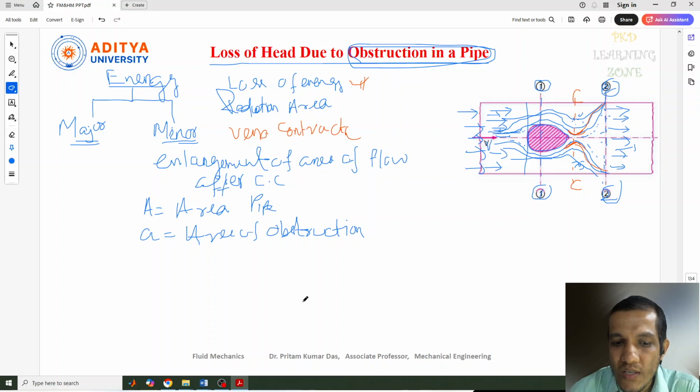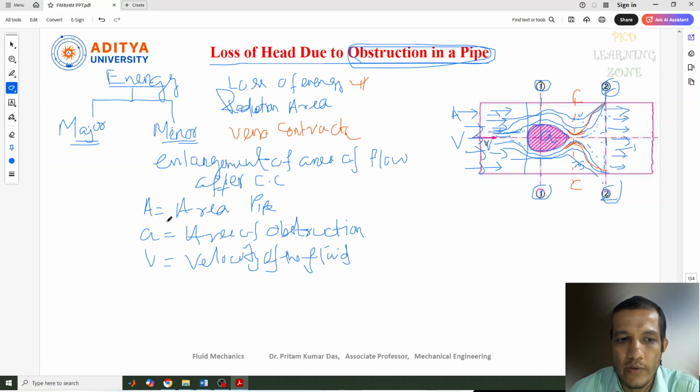Okay. And next is the velocity, V equal to what? We can write the velocity of the fluid or the liquid which is present in the pipe. Velocity of the fluid in the pipe. Okay, this is at section 2. So what can I write here? Area and velocity.